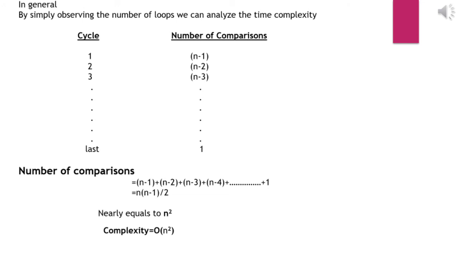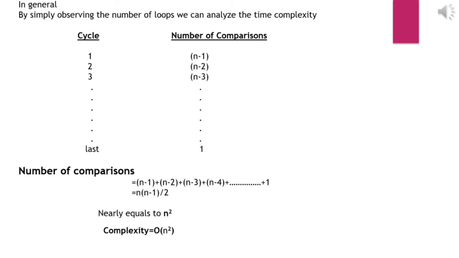Starting from i equal to 1, we have the number of comparisons n minus 1. For 2, the number of comparisons is n minus 2. For 3, the number of comparisons is n minus 3. For the last element, the number of comparisons is 1. From that, we add the number of comparisons: n minus 1 plus n minus 2 plus n minus 3 and so on up to 1.